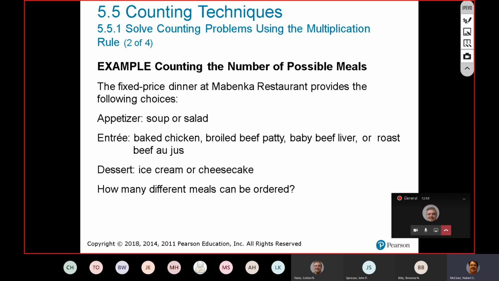Now, this is one of the questions I'm going to give you on my test, okay? And it's pretty simple. You've got 2 here. 1, 2, 3, 4.